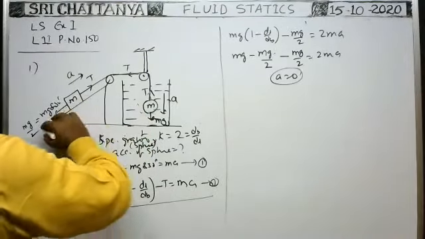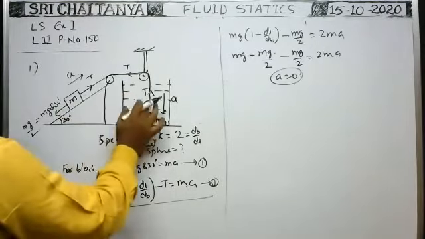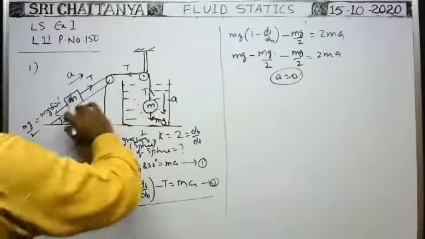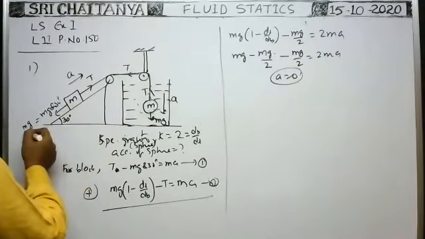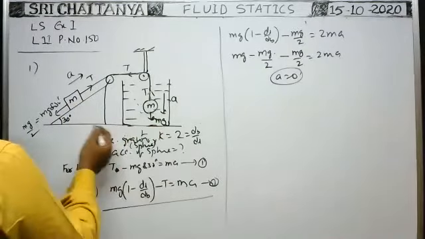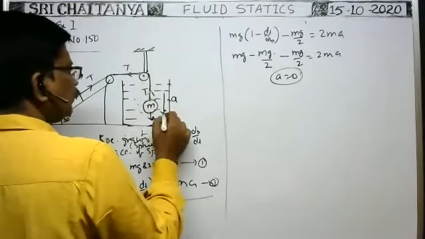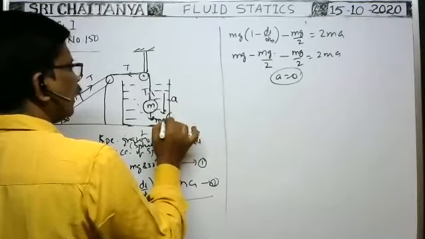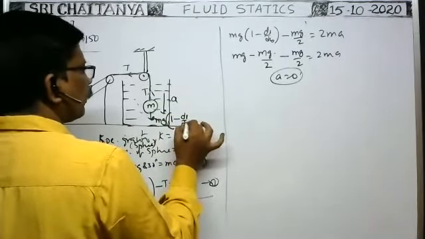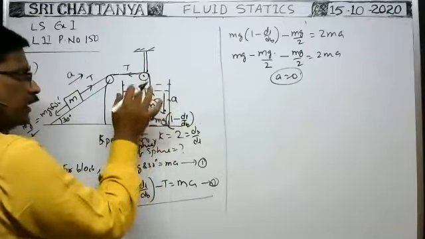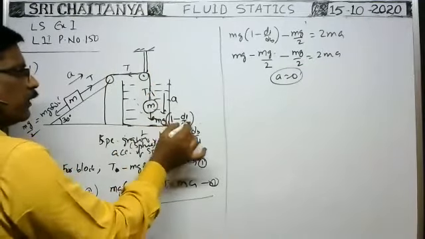Here we see, along the length of the string, what are the forces that act? Because there is a possibility for the block and sphere to move along the length of the string, either in this direction or in this direction. Along the length of the string, the weight component here is mg sin 30, and here it is not mg, no doubt. The apparent weight of the sphere is equal to mg of 1 minus density of the liquid by density of the body. If it is suspended in air, then mg only is correct, but it is submerged in a liquid. That's why we have to write the apparent weight of the sphere.